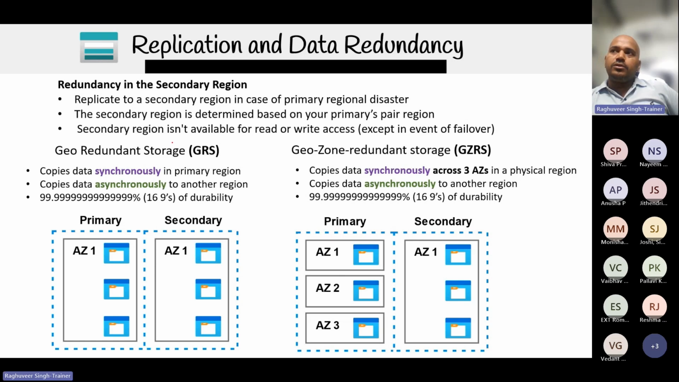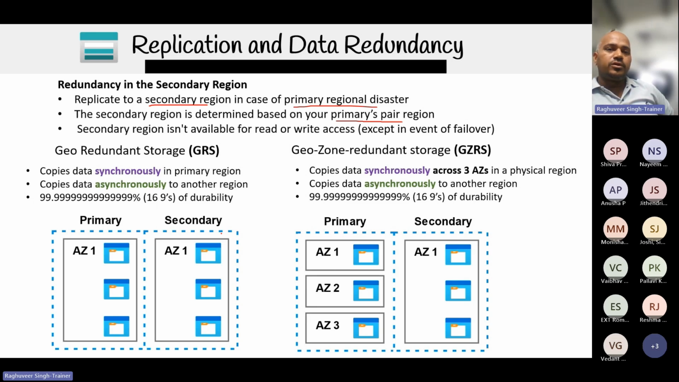You can see the secondary region. It says replicate to a secondary region in case of primary regional disaster. The secondary region is determined based on a primary pair region. So, let's say I store some data in Central India, which is Pune, and I select geo-redundant storage for my storage account. Then Azure will create 3 additional copies of my data and store them in South India, which is Chennai. So I will have 3 copies in Pune and 3 copies in Chennai.